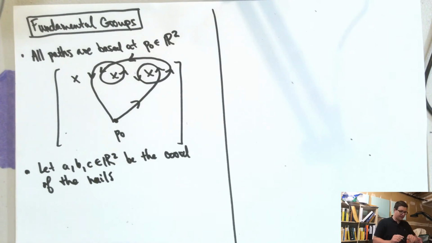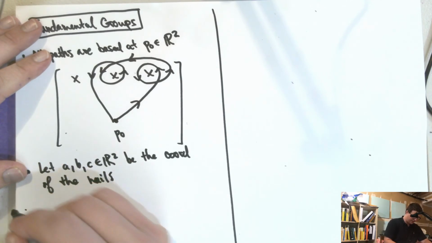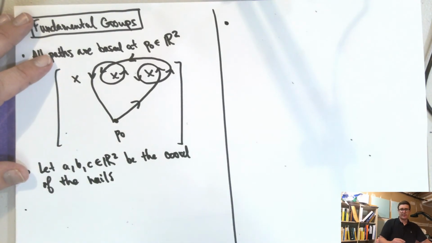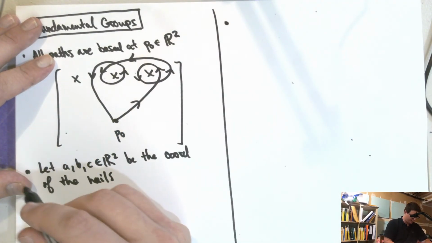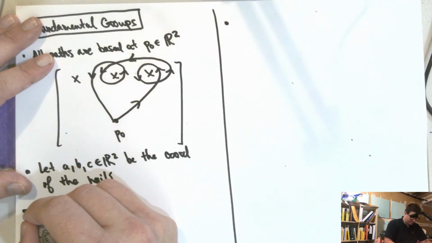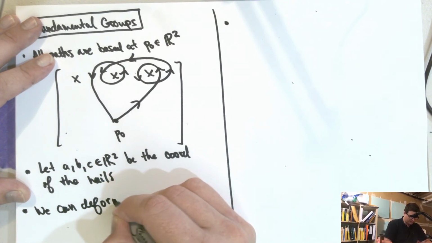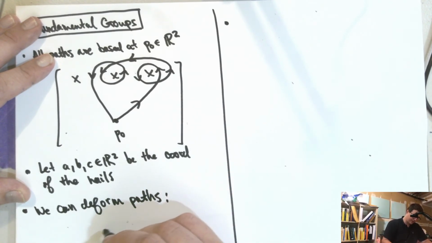The second thing is a thing called homotopy invariance. So the paths, you can deform these paths. So we can deform paths, and I'll draw the picture over here.